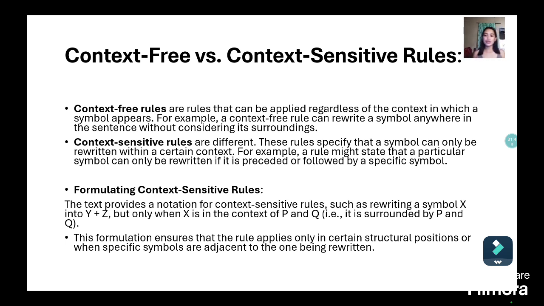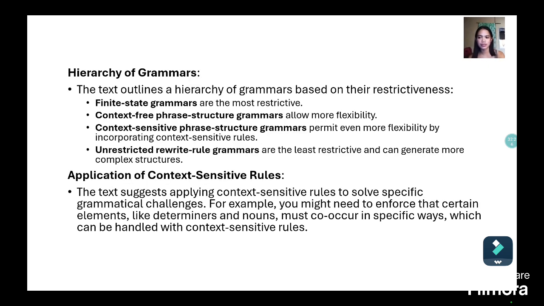Now, we're going to discuss formulating context-sensitive rules. The text provides a notation for context-sensitive rules, such as rewriting a symbol X into Y plus Z, but only when X is in the context of P and Q. It is surrounded by P and Q. This formulation ensures that the rule applies only in a certain structural position or when specific symbols are adjacent to the symbol being rewritten. So that is formulating context-sensitive rules.